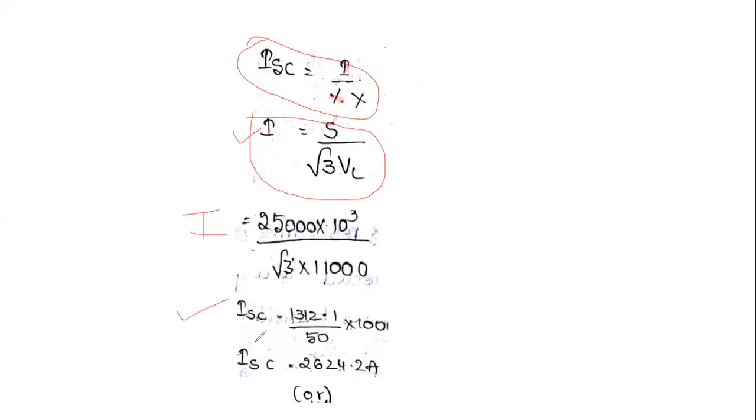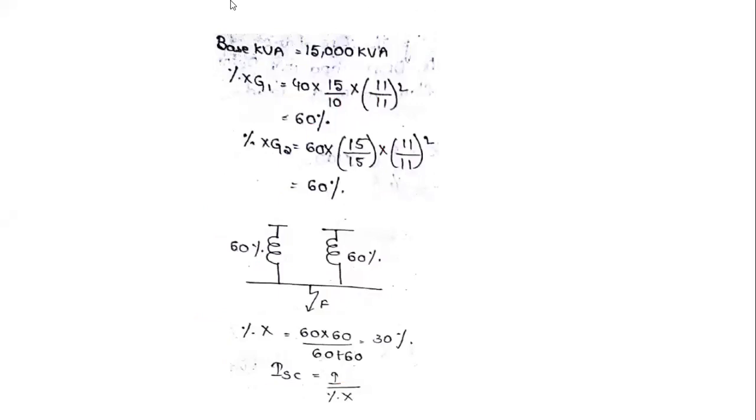After calculating the current I, then we calculate ISC, the short circuit current. What is the formula for short circuit current? ISC is equal to I by percentage X. This is the value of current I, and in the previous slide we calculated the percentage reactance, that is 50 into 100 into 100. This is the short circuit current.